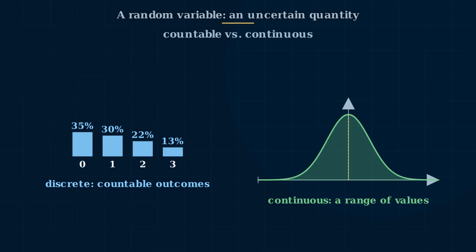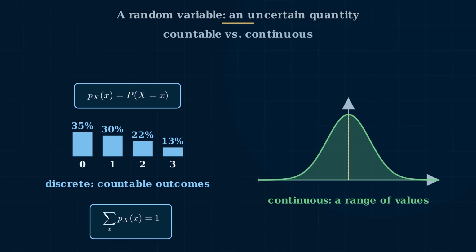For a discrete variable, the probability mass function gives the probability of each exact value. P of X equals x. All of its masses must add to 1. In this example, 0, 1, 2, and 3 clicks have probabilities 0.35, 0.3, 0.22, and 0.13. Their sum is exactly 1.